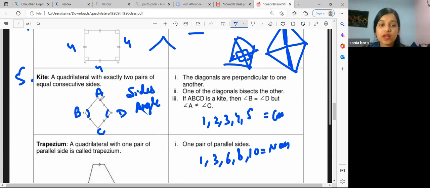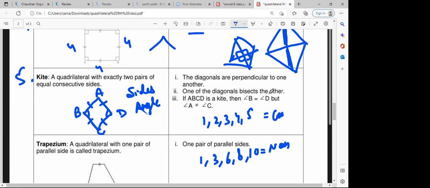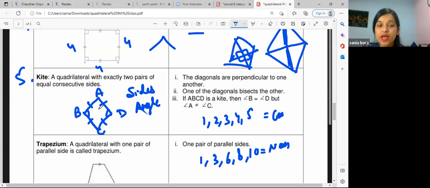Over here, this side is coming after this side, so they are equal. These two pairs are equal. And this side comes after this side, so these two are equal. But coming to the angles, angle B is equal to angle D. You can see this angle is equal to angle D.